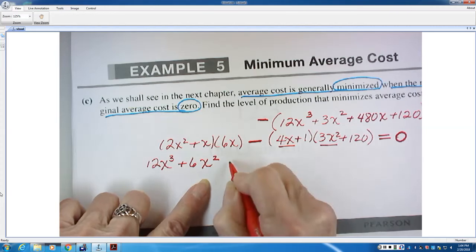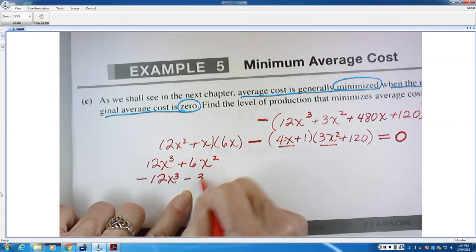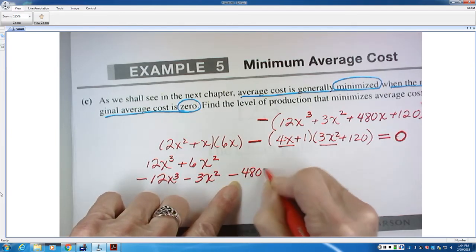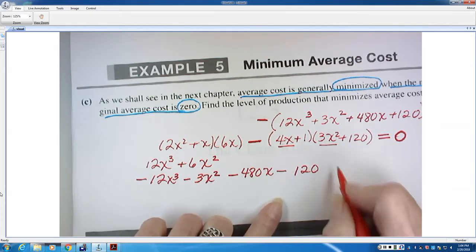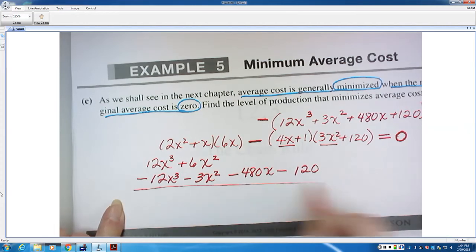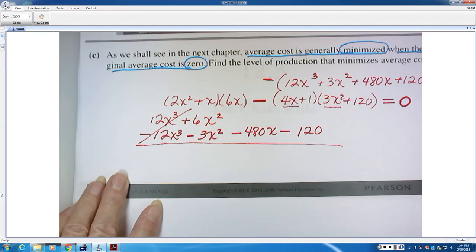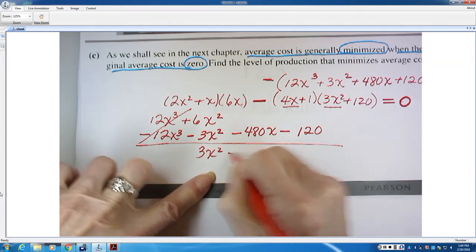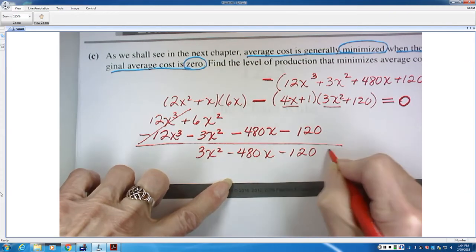So that's going to be minus 12x cubed minus 3x squared minus 480x minus 120. And when I combine all that and put like terms together, that disappears. Thank goodness, because I sure as heck didn't want to have to factor a cubic. 6x squared minus 3x squared is positive 3x squared minus 480x minus 120 is equal to 0.